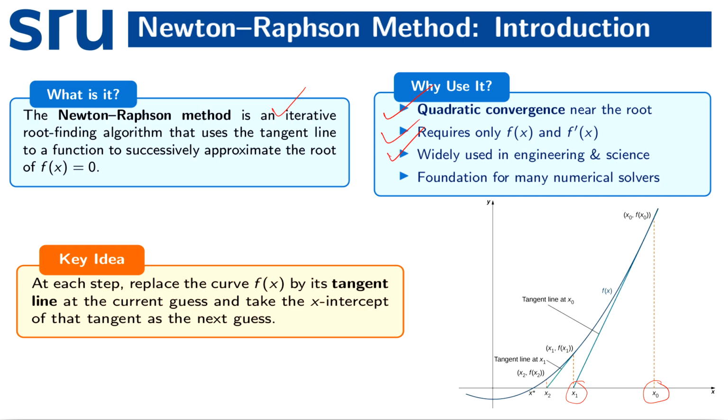Now again at this point x1, you draw the tangent at the point (x1, f(x1)). Then where it cuts the x-axis, it is x2, say. Then you just draw a tangent at the point (x2, f(x2)) and find where it cuts the x-axis. This gives the point x3, and the process continues step by step, getting closer and closer to the actual root.